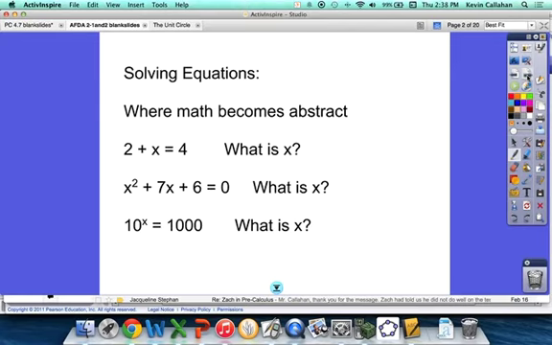But as the equations get more complicated, like this is a quadratic equation, that's tougher, right? We need strategies to solve that. Or even something like an exponential equation, 10 to the x equals 1,000. You may be able to solve that one in your head. But the bottom line is, for every kind of equation that there is, we may need some different strategies.